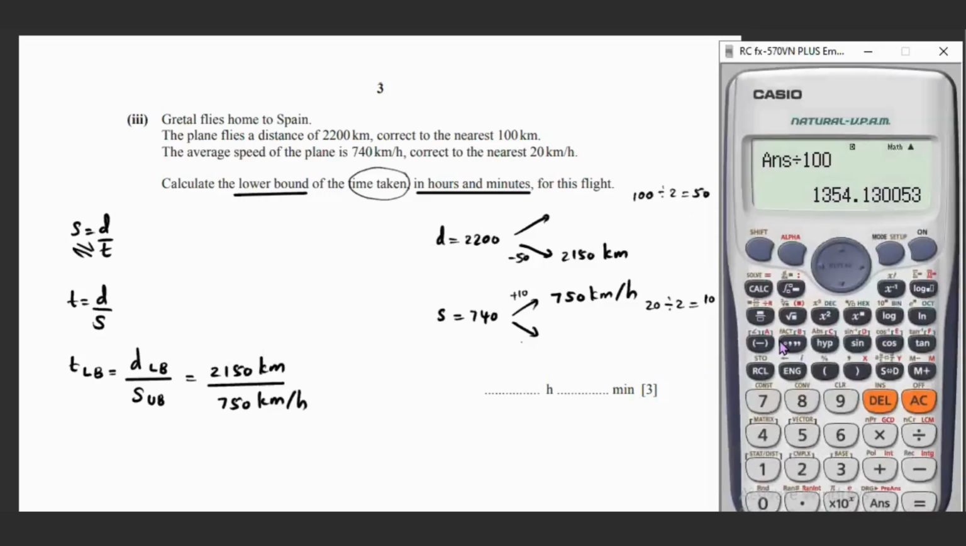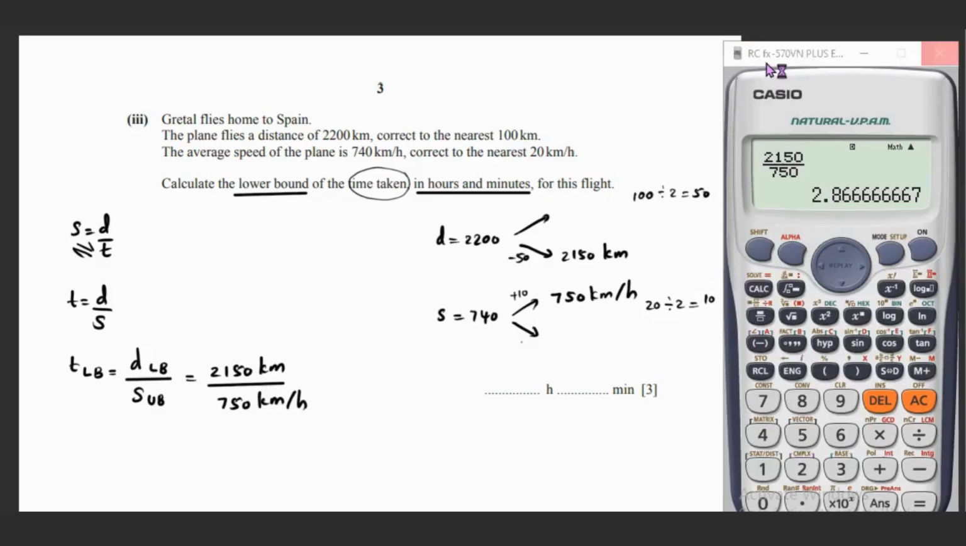So let's put this in the calculator. So we have 2,150. I need to divide it by 750. So when I do that, this is what I get. So I get 2.8666. The 6 is recurring there. But this is going to be the time in hours. But I need to convert this into minutes because the question is asking us to write it in hours and minutes. So let's see what we end up getting there.